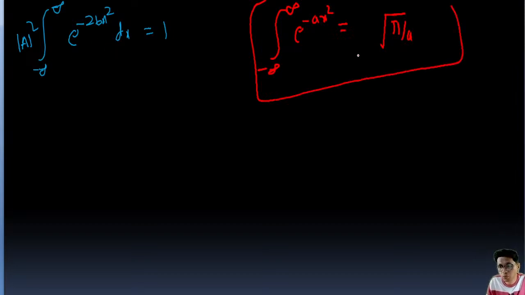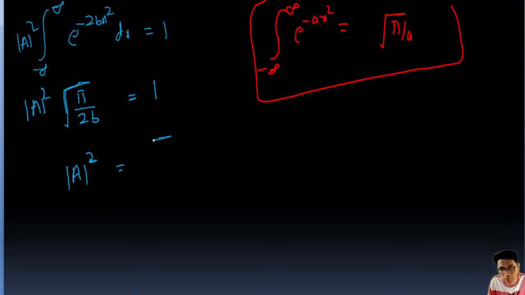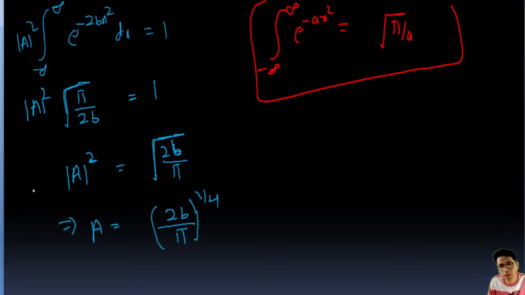So here a is this constant, right? What is a here? It is 2b. So we'll write mod A square times pi upon a, where a is 2b here, equal to 1. That implies the value of mod A square is going to be root 2b upon pi. So the value of A is going to be 2b upon pi to the power 1 by 4.